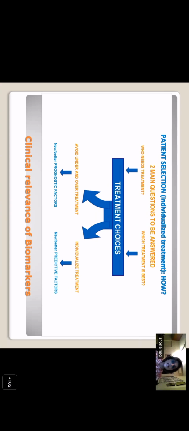All right. When I want to know which treatment is best and I want to individualize it, I need a good predictive marker. So I need to know that if this patient has this biomarker, this is the treatment that will result in a great outcome. So this is the clinical relevance.